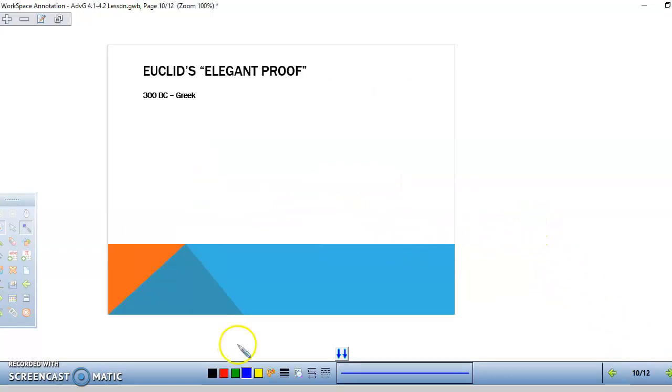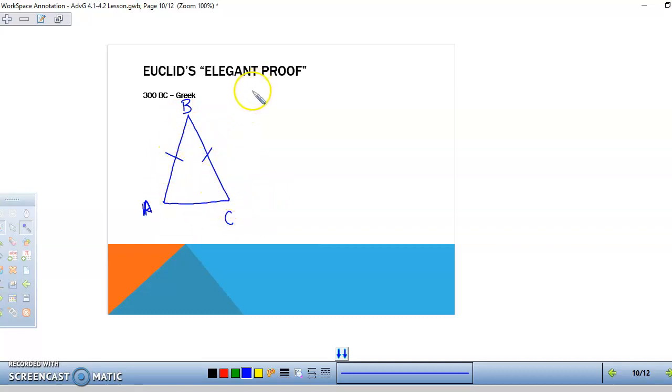You actually need a congruent triangles postulate in order to prove this officially. So we are going to do Euclid's, this is more of an informal proof, but Euclid's elegant proof, to show how he did it way back in 300 BC. So here is an isosceles triangle. The triangle has 2 congruent sides.